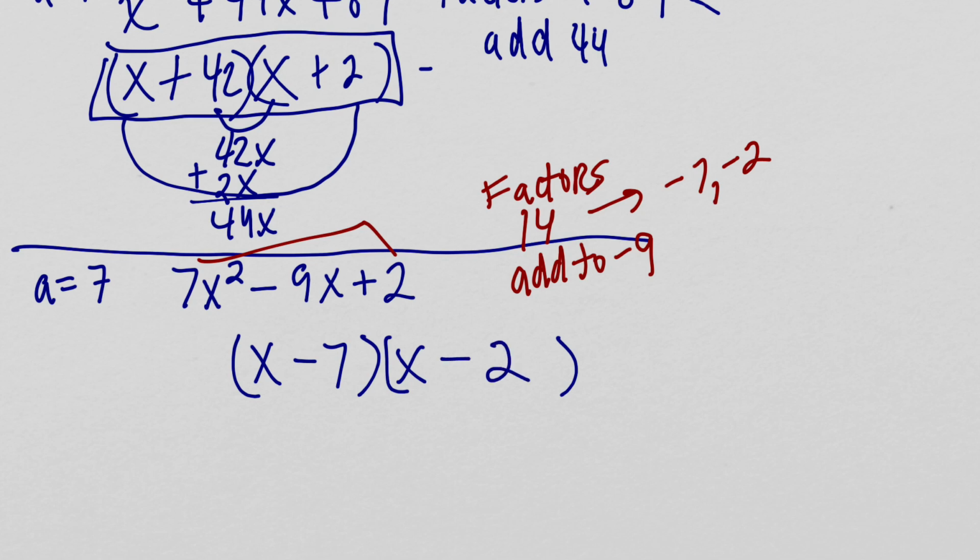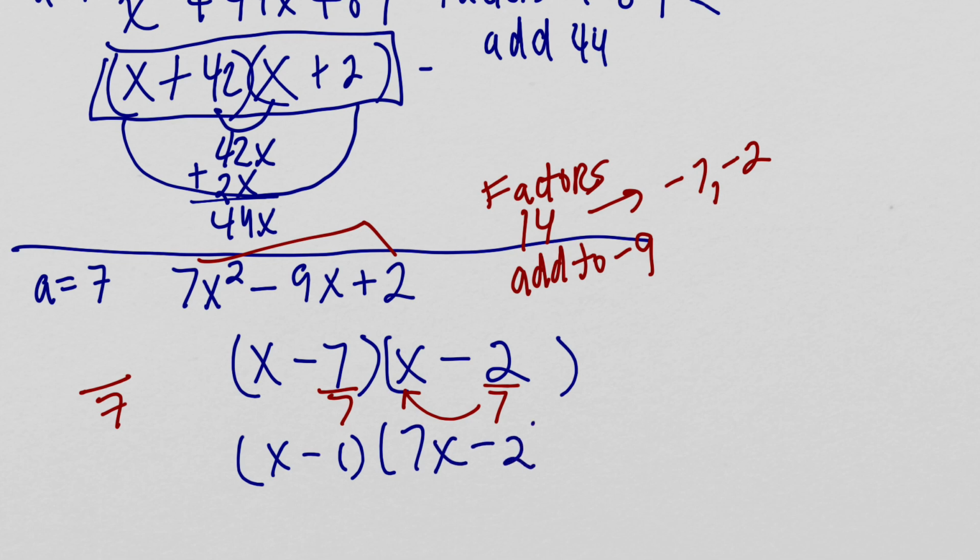The only difference here is that I need to divide by the a value. So I'm going to divide by that 7. If I can divide it, I go ahead and do so, which is this first one. I cannot divide this 7 into 2, so it's going to come in front. So it becomes 7x minus 2. And there is my answer for that one.